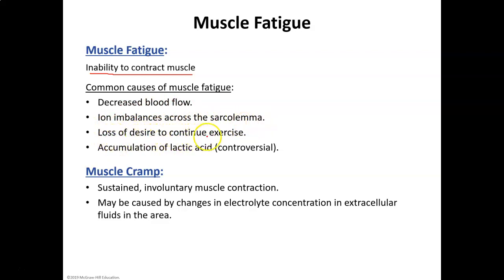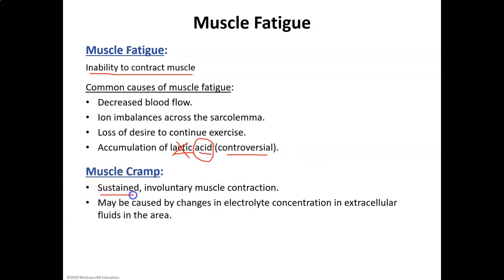Loss of desire to continue because lactic acid builds up. Lactic acid starts to give you this acidy, burny feeling, and that's very unpleasant. Now, it's a bit controversial. It's not so much the lactic acid that's the problem. It's not so much the lactic part of it. It's the acid part that's really the problem. And your enzymes don't work very well when the pH changes, if you remember way back when we talked about that. If you keep doing that, you may end up into what's called a muscle cramp.